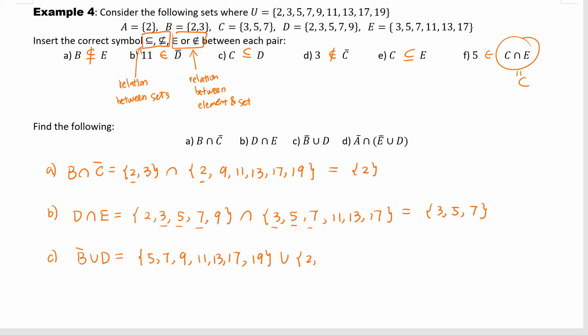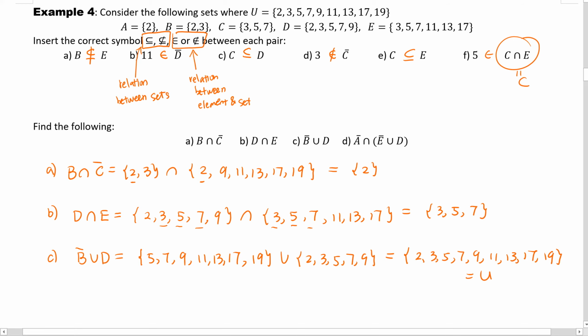Union D. D is 2, 3, 5, 7, 9. Union means you combine all of the elements together. So the result is 2, 3, 5, 7, 9, 11, 13, 17, 19. So actually, this is U. Do you remember what B complement is? B complement is actually just U without the 2 and 3. But when you union D, the 2 and 3 are added back. So that's why you get back U, the universal set.